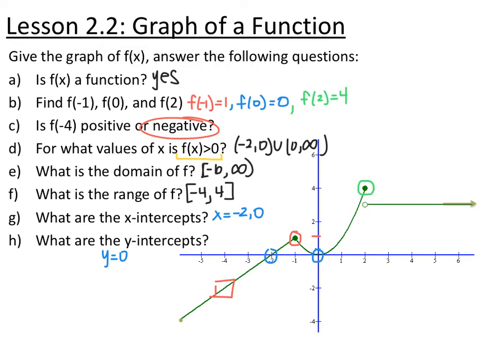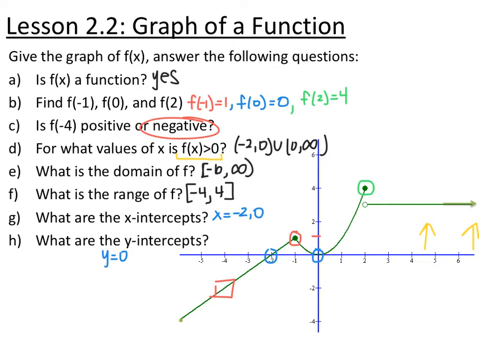Is f of -4 positive or negative? f of -4 is down here, so it's going to be a negative number. For what values of x is f of x positive? Well, for f of x to be positive, that means your y-coordinates are positive, which means you're going to be above the x-axis. We hit the x-axis at x equals -2, and then it's above almost everywhere else. It is strictly greater than, so it can't equal 0, and at x equals 0, it's equal to 0.